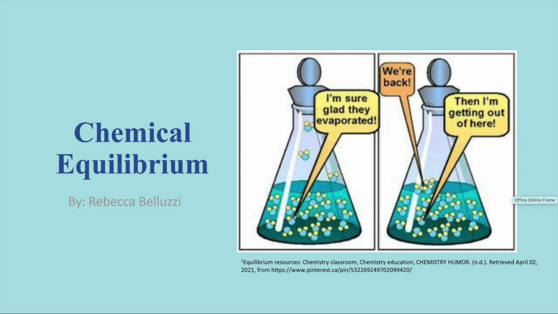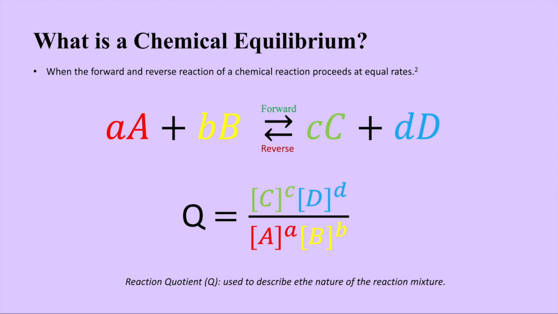Today I will be reviewing the topic of chemical equilibriums and going into further detail of how the equilibrium constant stays constant throughout an equilibrium reaction. You are most likely familiar with the term equilibrium, the conditions existing when the forward and reverse reaction of a chemical reaction proceed at equal rates.